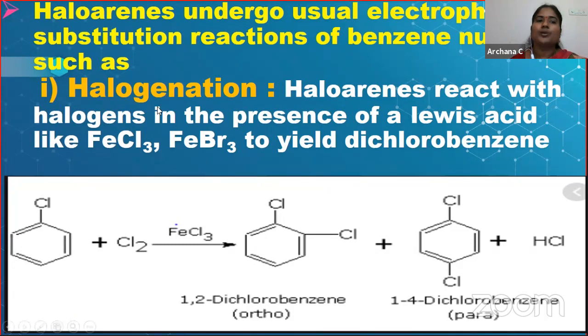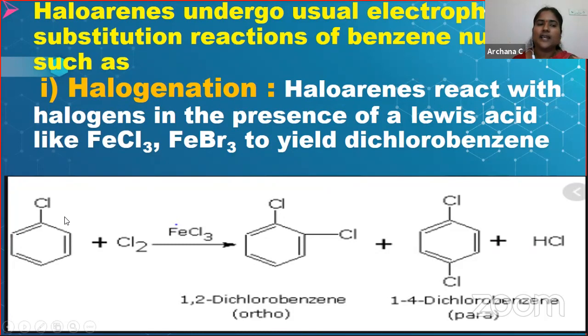So what is meant by halogenation? The term itself gives the meaning. Halogenation means the halogen is the electrophile. This halogen is going to be attached at which position? Ortho or para position. Why? Because we learned that the electron density is more at ortho and para positions. Halogenation means when haloarenes react with halogen in presence of a Lewis acid like ferric chloride, it forms dichlorobenzene.